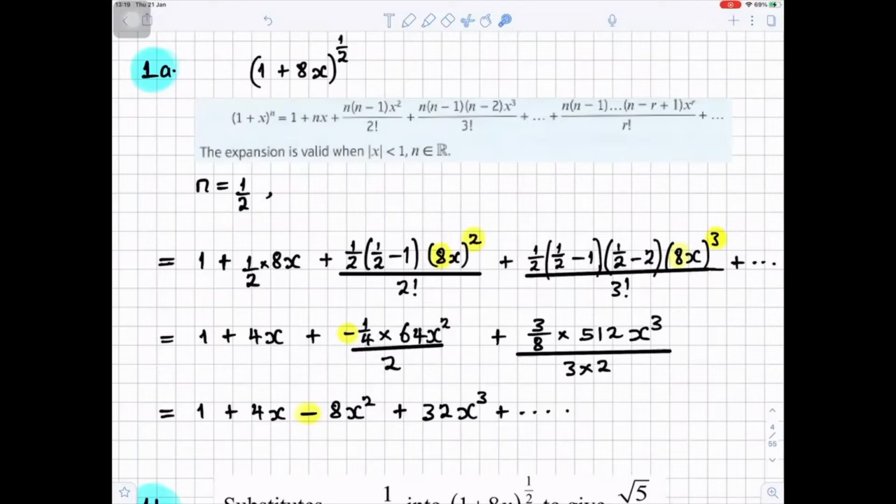And you do the same, n(n minus 1), and then when you come to x cubed, it would be (8x) cubed, so 8 cubed and then x cubed. When you put that in your calculator, you will get 1 plus 4x minus 8x squared plus 32x cubed.